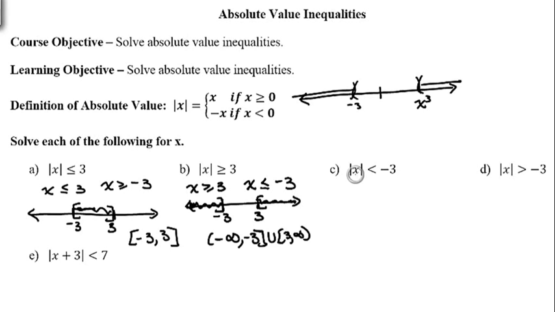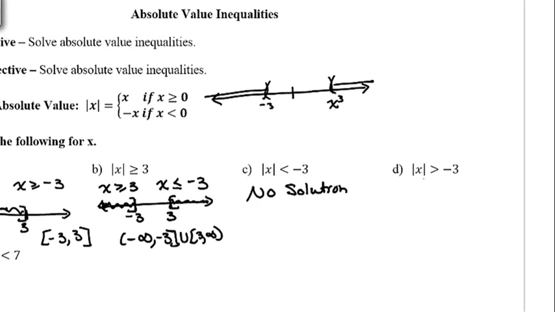Our next one here, absolute value of x is less than -3. So remember, absolute values have to be positive, so there's no way for an absolute value to be less than a negative number. So this is no solution. Okay, let's take a look at this next one. We have the absolute value of x is greater than -3. And when is an absolute value bigger than a negative number? Always. And so this would be all real numbers.